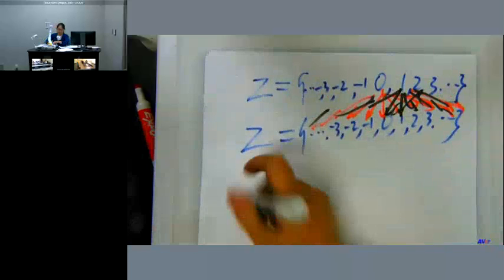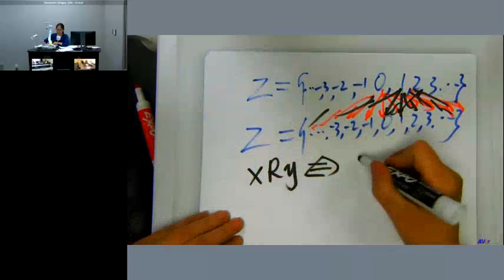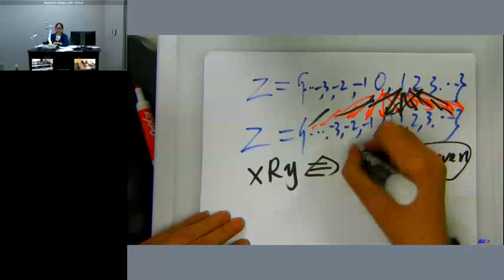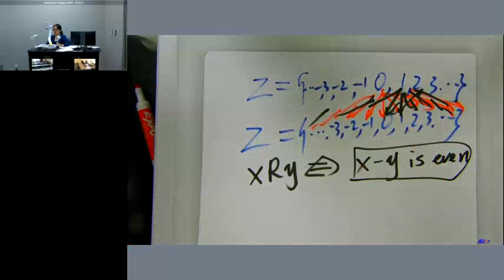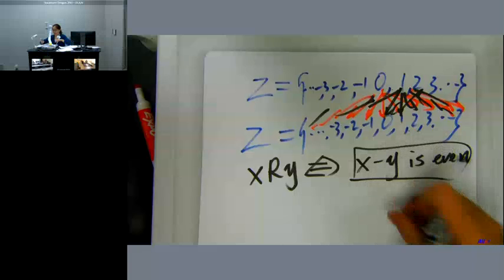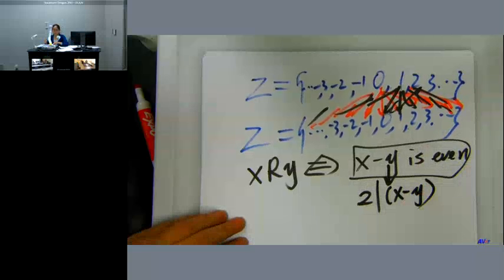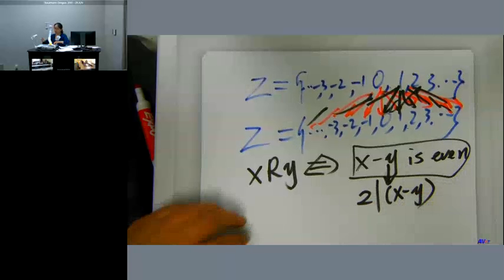So when I say x is related to y, I mean x minus y is even. What's the other way to describe an even number? 2k, or 2 divides x minus y, right? So the other way to write it is 2 divides x minus y. If you can write x minus y as 2k, which means x minus y is divisible by 2, or 2 divides x minus y. So that's the other way.